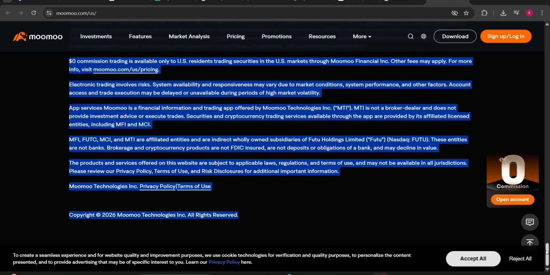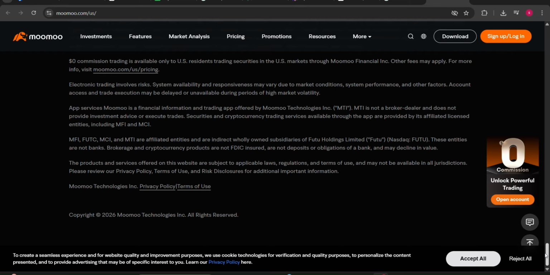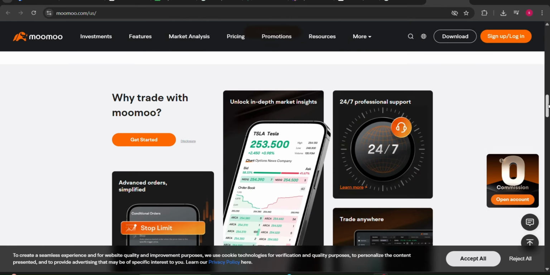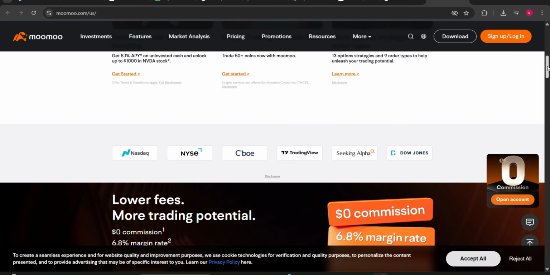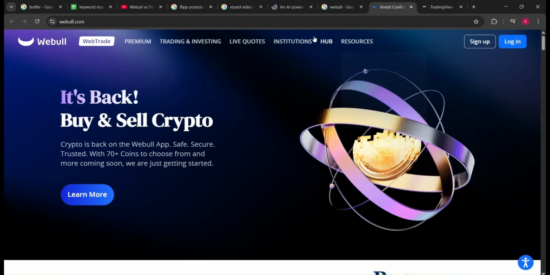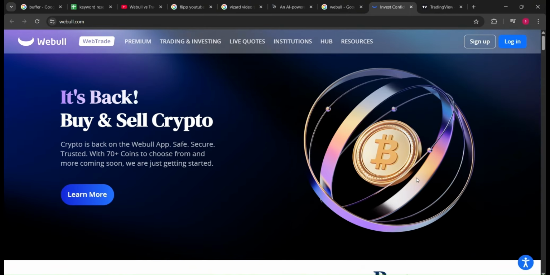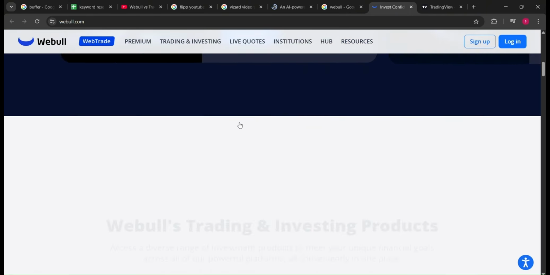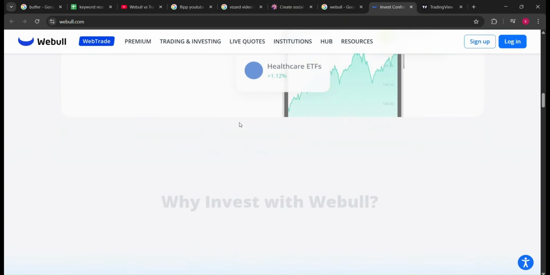Like Webull, it includes paper trading for practice accounts. It also tends to run generous sign-up promotions, sometimes offering a bundle of free stocks for new users. In terms of user experience, Webull feels more polished and straightforward, particularly on mobile. It's quick to load charts and place trades.